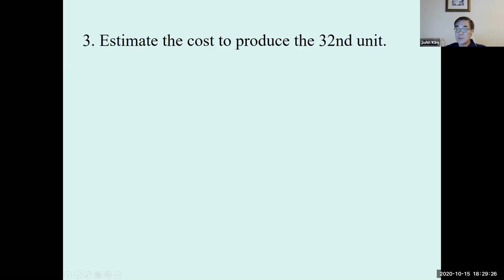And next one, estimate the cost to produce the 32nd unit. So the 32nd unit, that will be Y32nd equals K times unit factor 32nd. So try to find the unit factor for unit number 32 from the table.